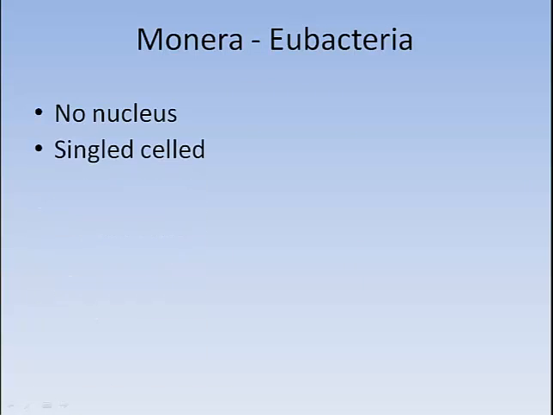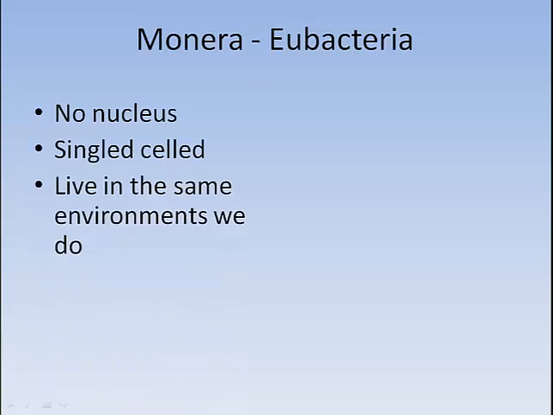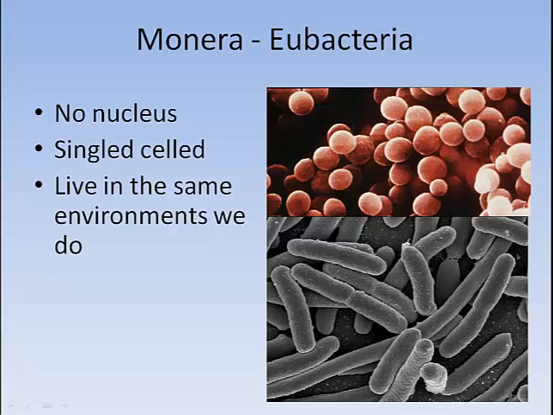Eubacteria, same as Archaebacteria, except they live in the same environments we do. These are the kind of organisms that cause things like strep throat. This is the strep throat bacteria. These are the type of bacteria that live in your intestines. So eubacteria like the same kind of environments we do. They don't like it too hot. They don't like it too cold.